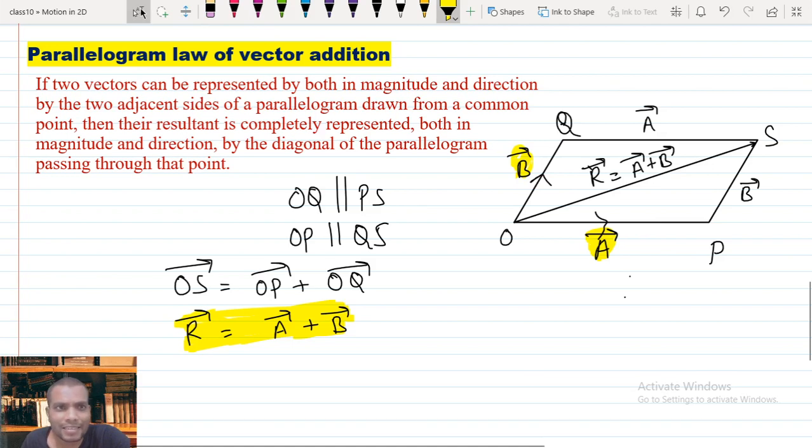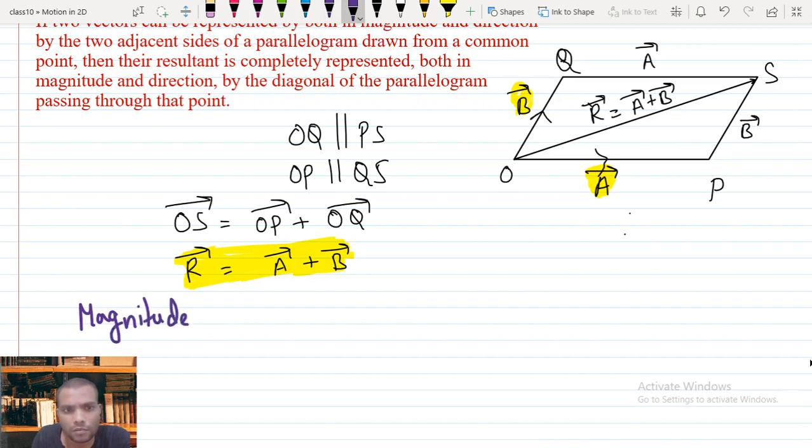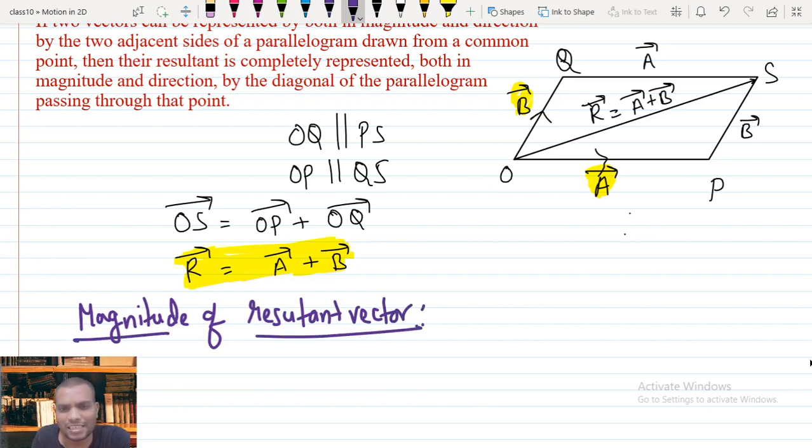But here the little tough task is to find the magnitude of the resultant. The resultant vector we got, but we need to find its magnitude. This is a little tedious, but not that much. We can do it very easily. Suppose the two vectors are making an angle theta, the angle between the two adjacent sides, and the angle between the resultant and the A vector, let me take as beta.